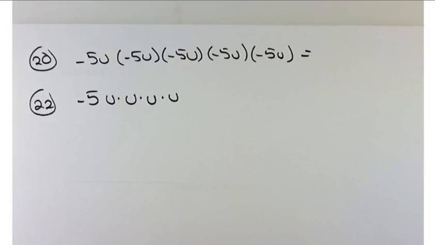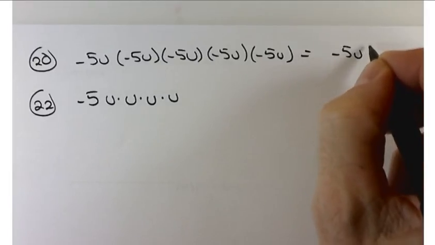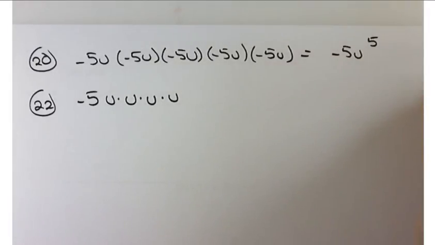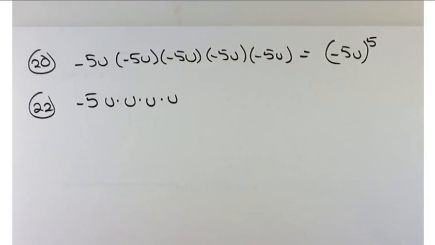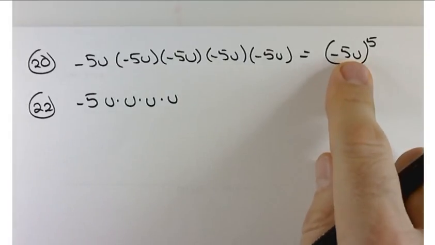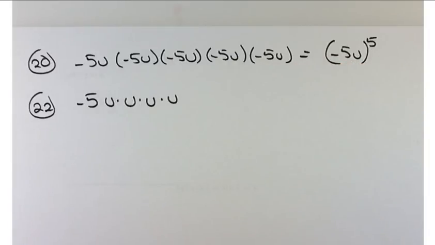Let's go all the way back to McKenna. Like that? Ah, there we go. In parentheses. Perfect. So it's the whole thing raised to the 5th power. So the negative 5u have to be in parentheses. Cool. All right. Let's continue. Problem number 22. Madison?